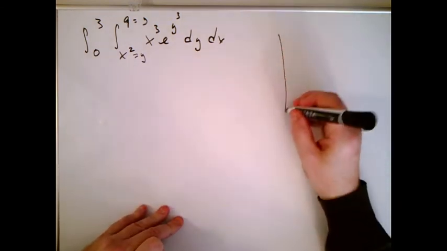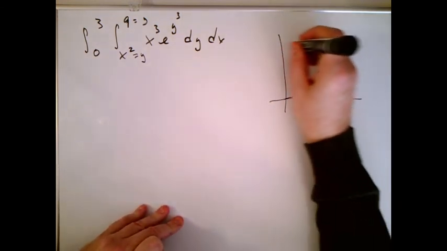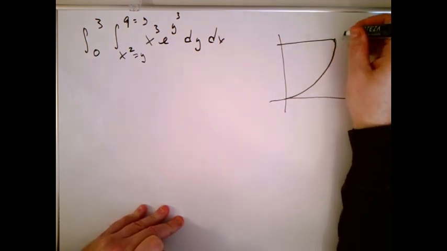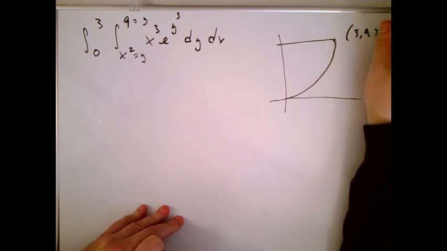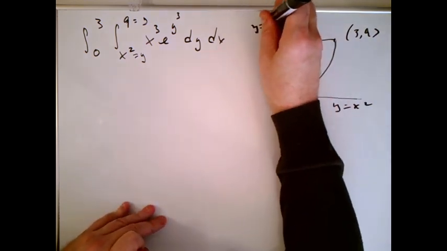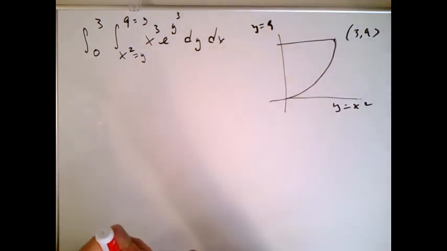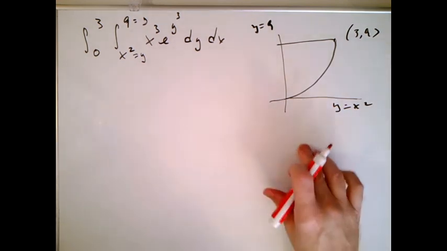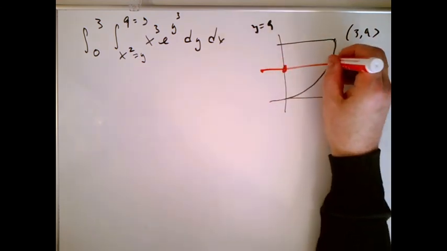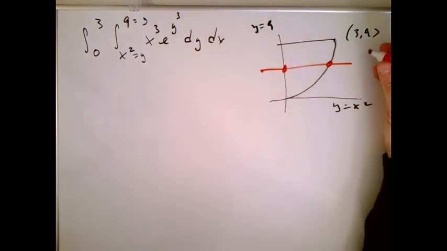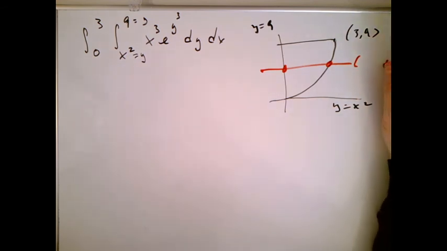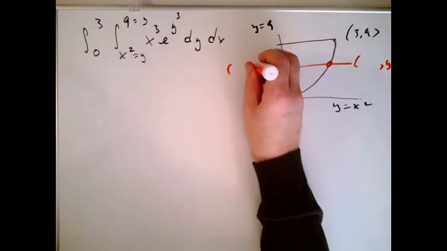So let's draw the region again. Like this. This is the point 3, 9. This is the graph y equals x squared. This is y equals 9. And what we want to do is chop the other way. So instead of chopping south to north, we're going to chop west to east. Go like this. All we really need to know is, well, those 2 points have the same y-coordinate. That's what we did in Calc 2. We can do that here. Go like this. Go like this. So they have the same y-coordinate.